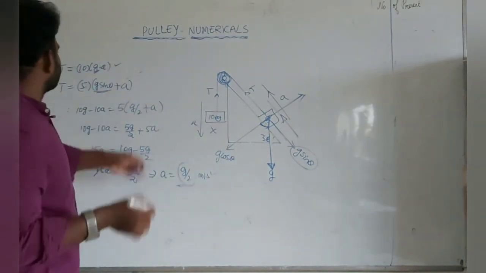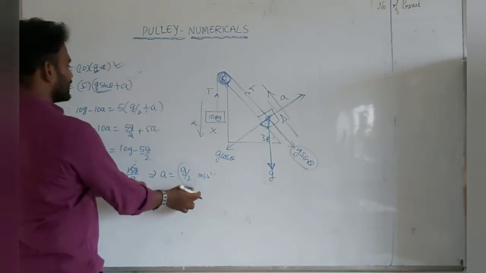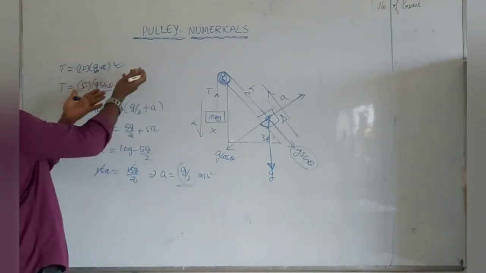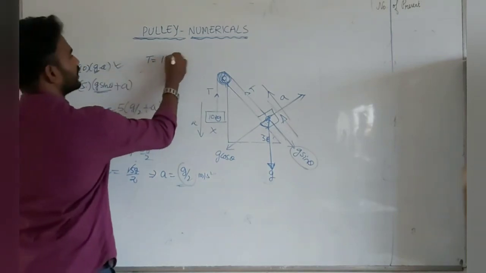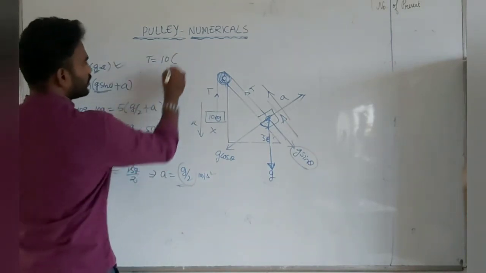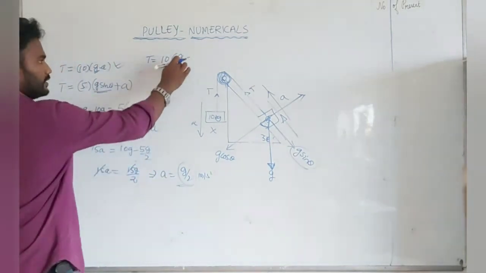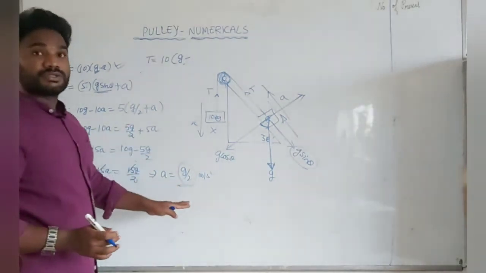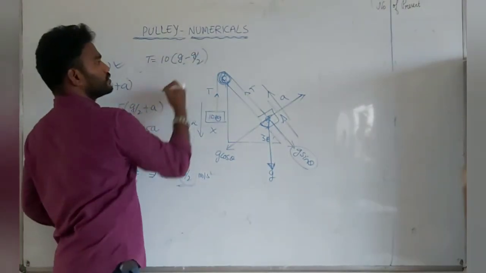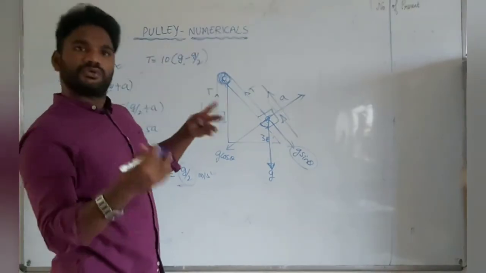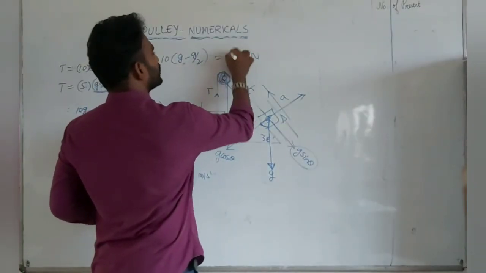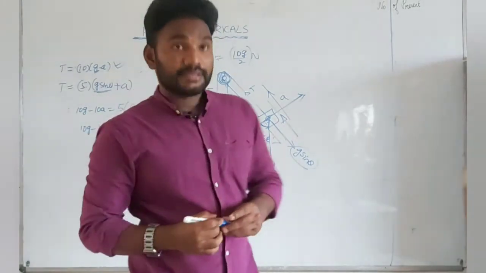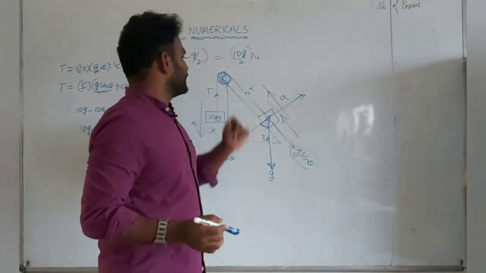Once you find the acceleration, you can use this acceleration value in any one of the equations and you will get the answer. In equation number 1 we have already 10 into G minus A. G means G only, and A means G by 2. So what is the final answer? G minus G by 2 is G by 2 only. So finally 10G by 2 newtons is the tension in this string, guys.